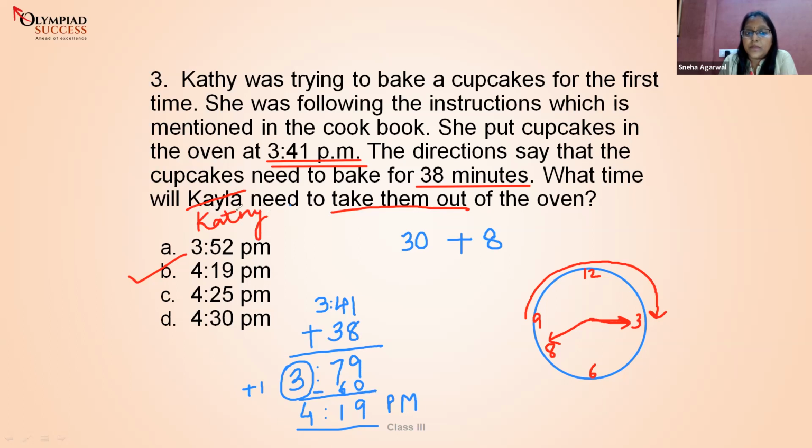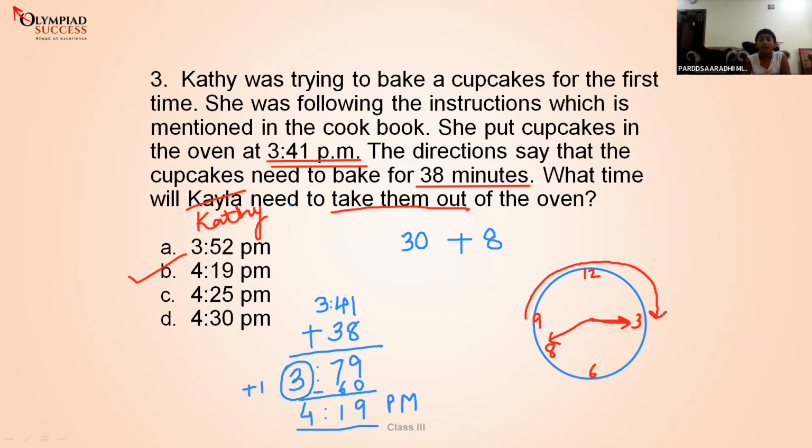Okay. Now tell me if anyone is having any doubt in this question. Anyone, guys? Feel free to ask me. I'll be very happy to help you out. Anyone? No? No, ma'am. All of you understood? Okay. Very good. Ma'am, yes.